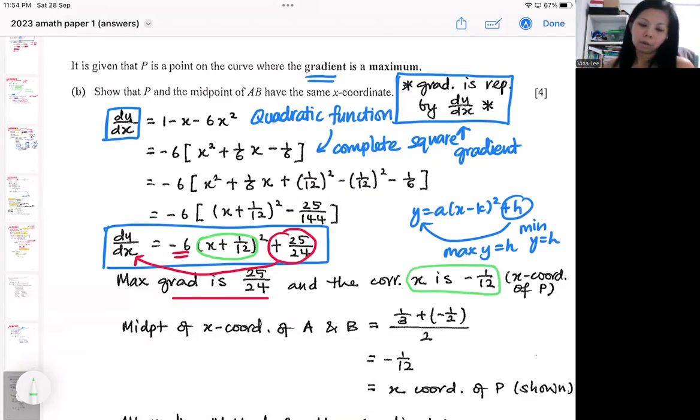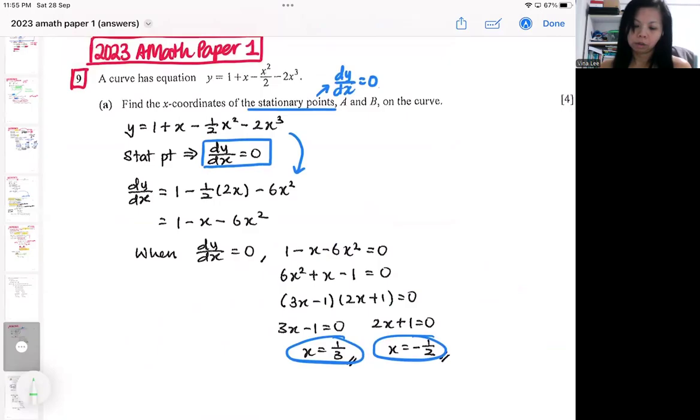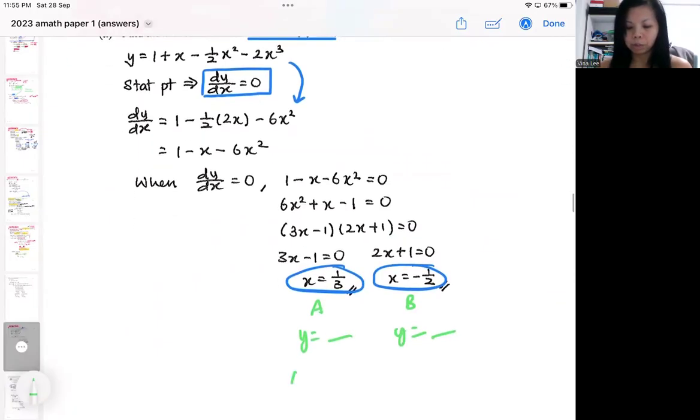Okay, the whole point of this question is that after you apply the concept of maximum gradient, you can get the coordinate of P, and you need to justify that P is also the midpoint of AB. So for the midpoint of AB, you have to come back to this. This one is A and this one is B. You don't have the y coordinate, so obviously you need to go and find the y coordinate, so you get a proper coordinate.